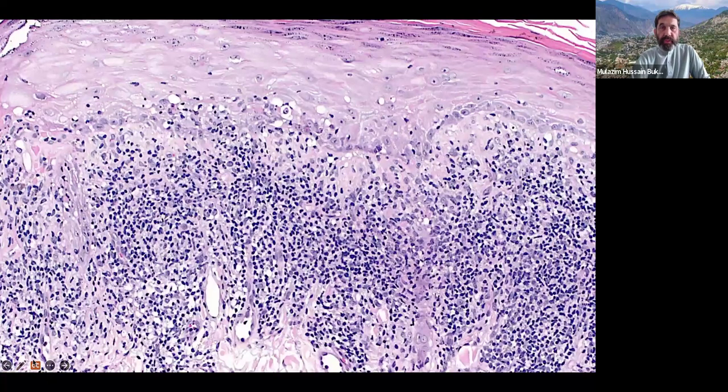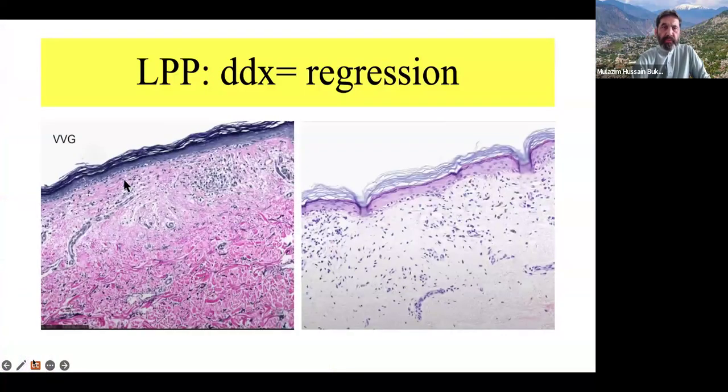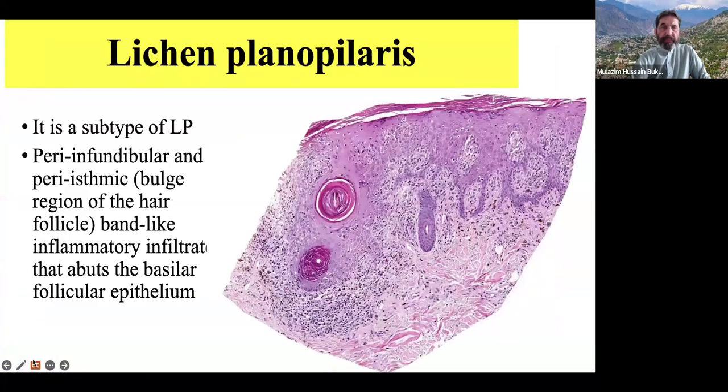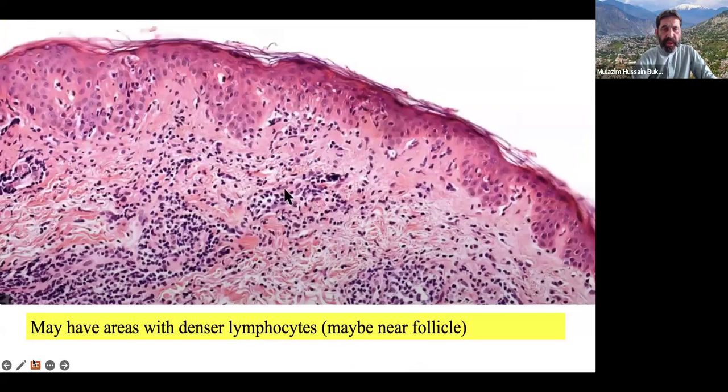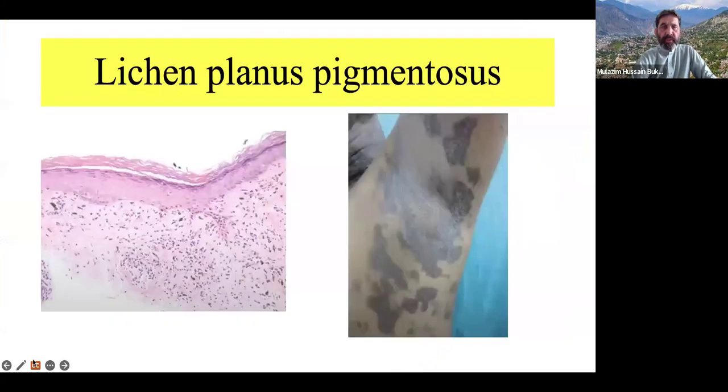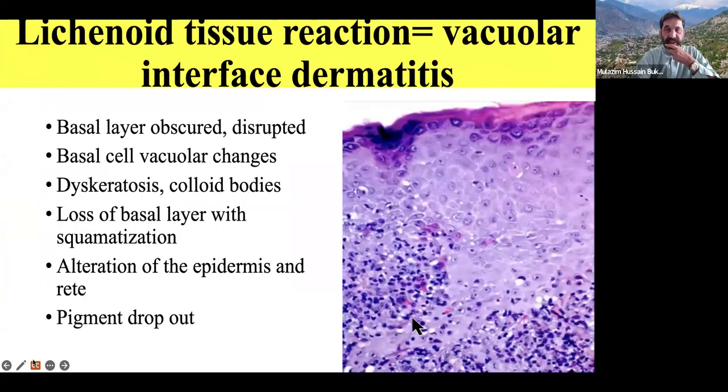Again, I am trying to show this one. The regression, sometimes you can be confused with this one. This is lichen planus planopilaris, some variants only, other areas are normal, but this lichen planus involves the perifollicular area, a subtype of the variants. It may have areas of dense lymphocytes around the follicles. Lichen planus pigmentosus is also a variant, with dermoepidermal junction pigmentation.